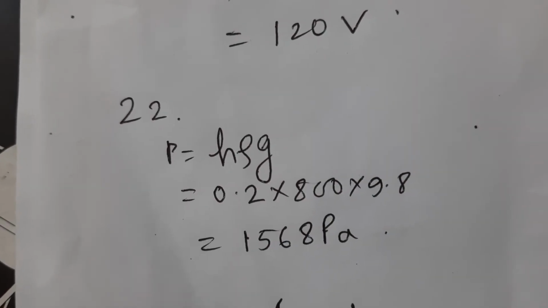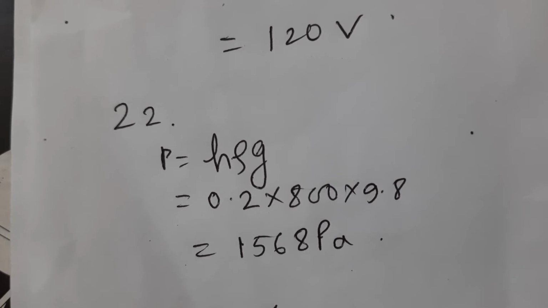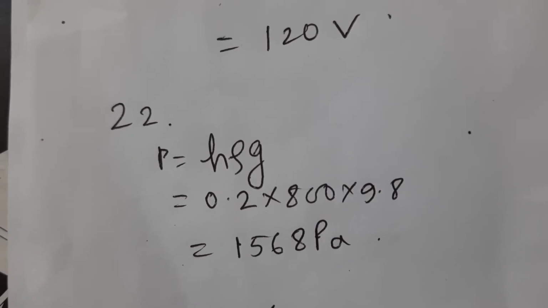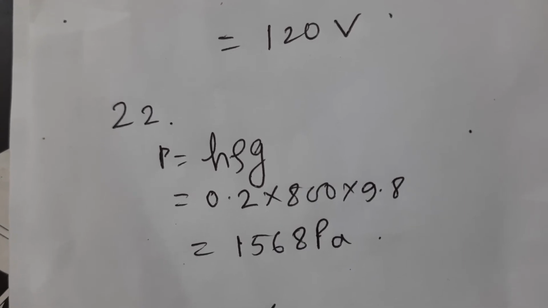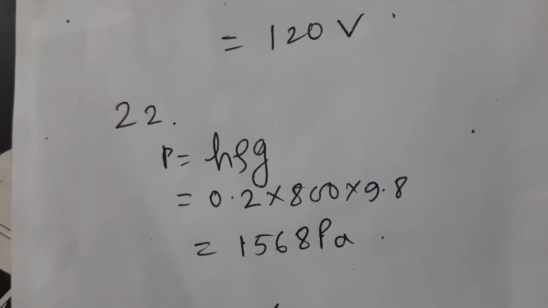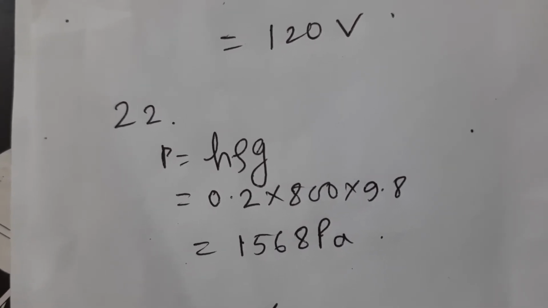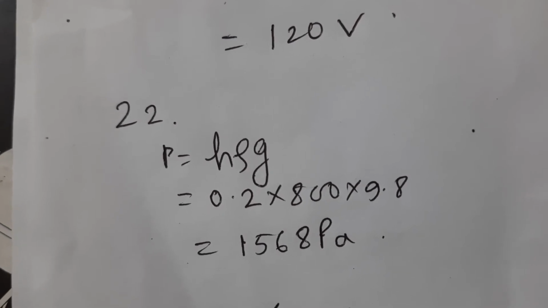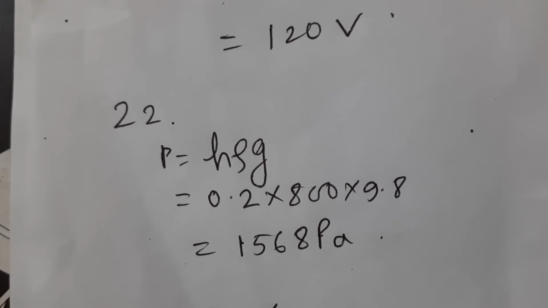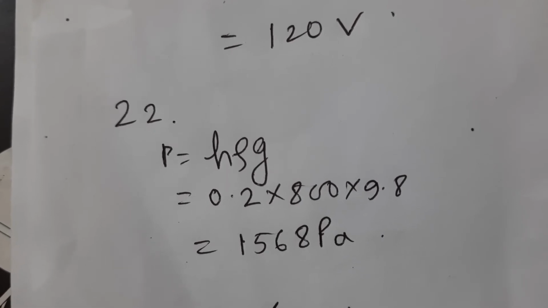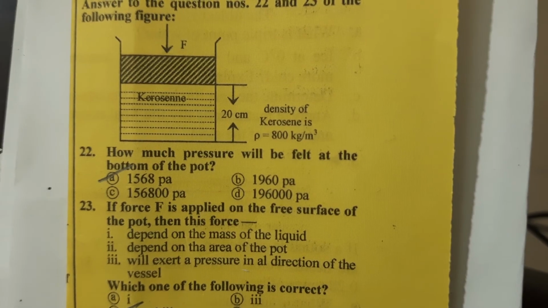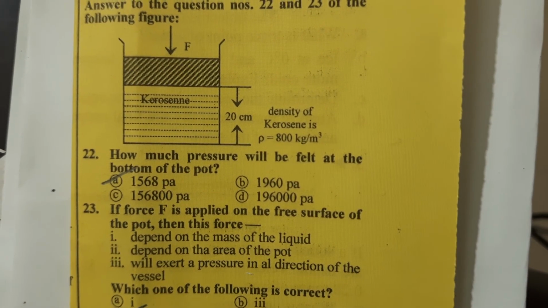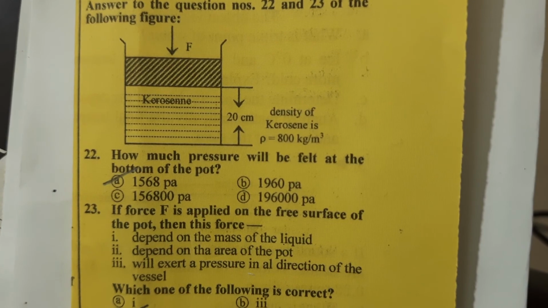So we know that the pressure P equal to h rho g. So here the height of kerosene is 20 centimeters, so 0.2 into rho is 800 into acceleration due to gravity is 9.8, and calculating we get 1568 Pascal. Okay, so the answer for question number 22 is A.